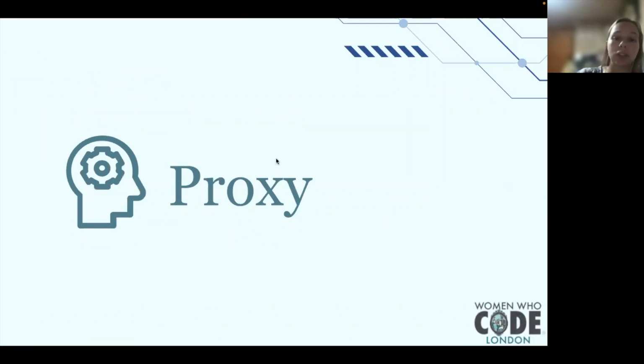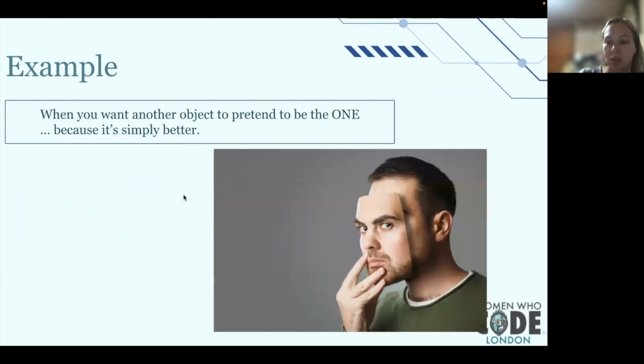And the last one, but not least, a proxy. Who is a proxy? Well, it sounds kind of creepy, but a proxy is needed when you want your object to pretend to be another object, which is provided to you, because it's simply better.